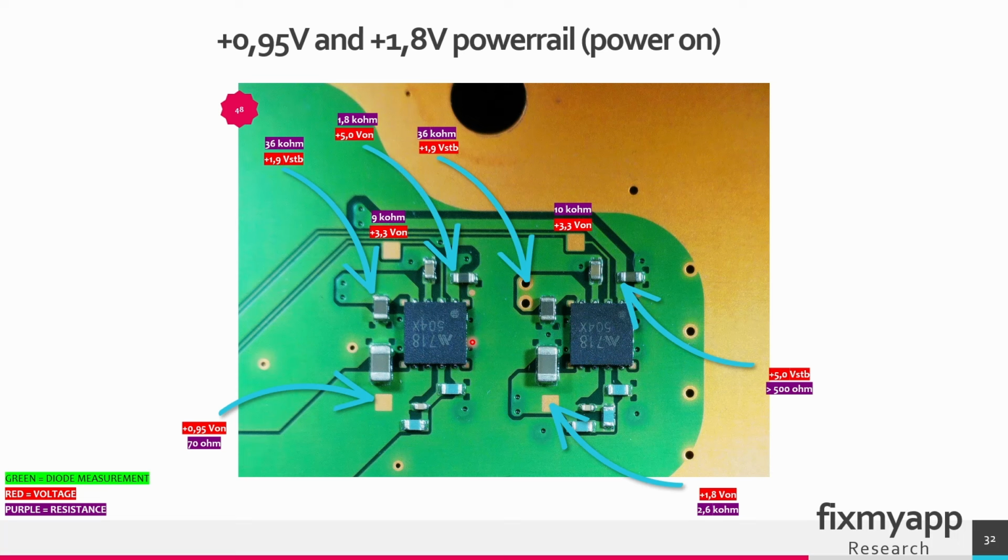These LDO regulators are designed to operate with a very small dropout voltage. It's typically in a range of a few hundred millivolts to a volt. So the difference between the output and the input is very small. So the input is 1.9 volt and the output is 1.8 volt or 0.95. These 2 output voltages are being used by the APU.